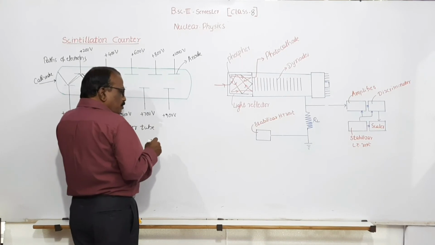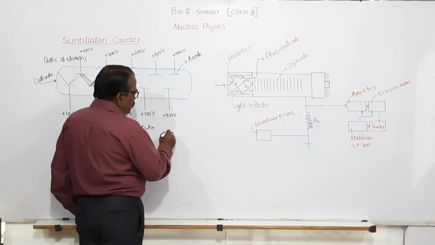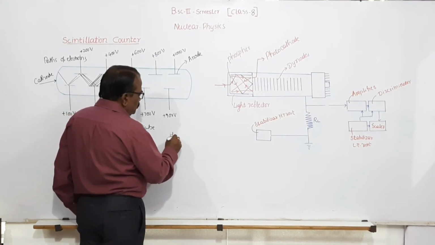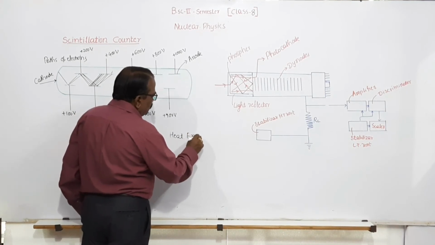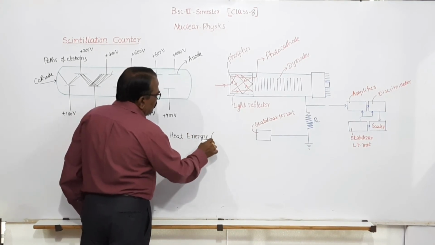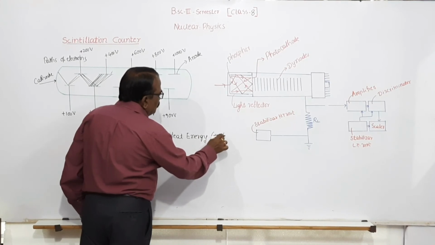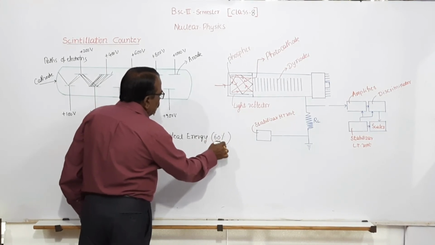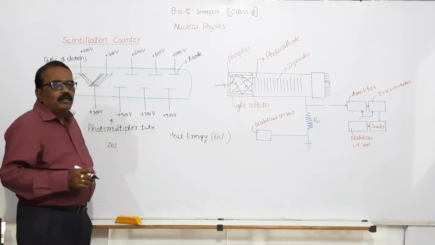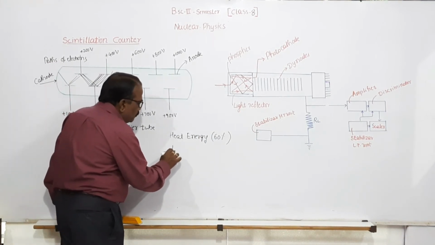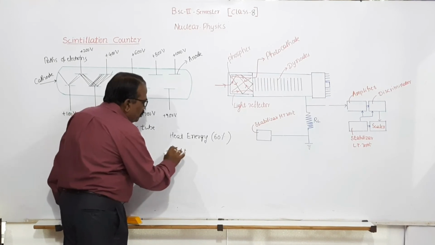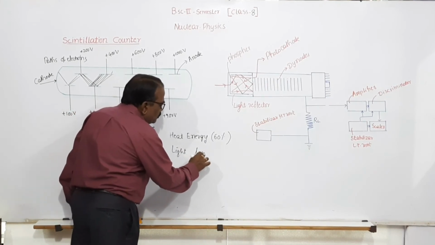That energy can be used in two ways. It appears as heat energy, which is absorbed in many, about 60%, of cases, and the rest appears as light energy in the form of luminescence.